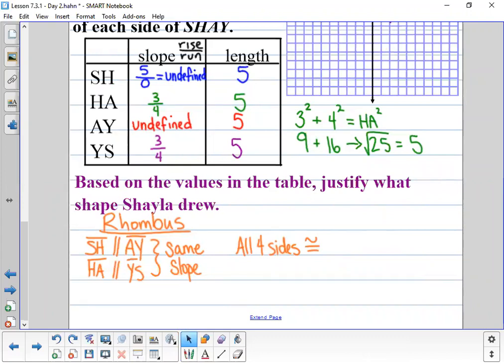All the justification you need is just saying these 2 pairs of lines are parallel, all 4 sides are congruent, and you have all of the math above, finding the slopes and finding the lengths. You do not have to do any sort of a flow chart or anything like that. This is all the justification you need to say that this shape is a rhombus.